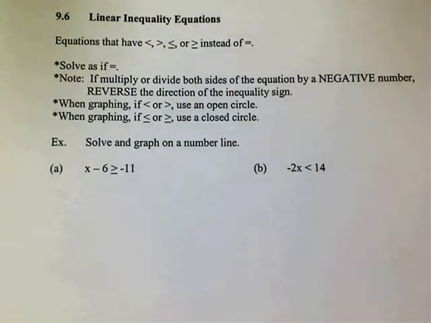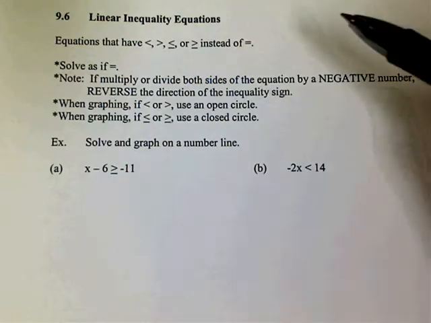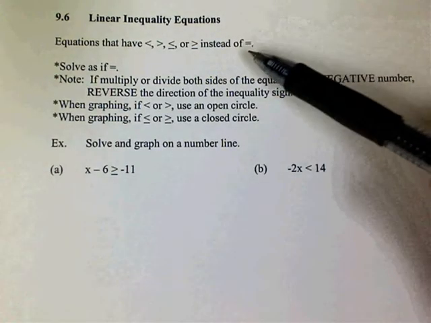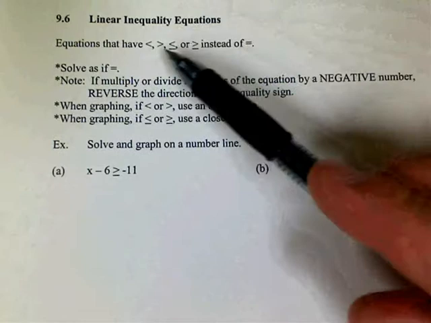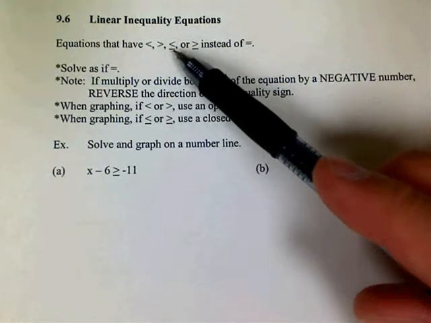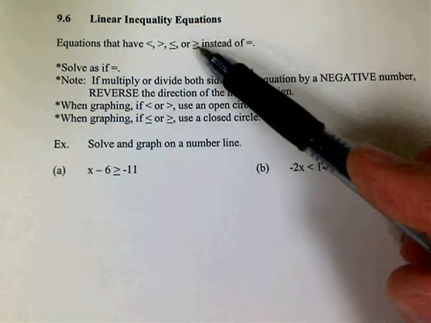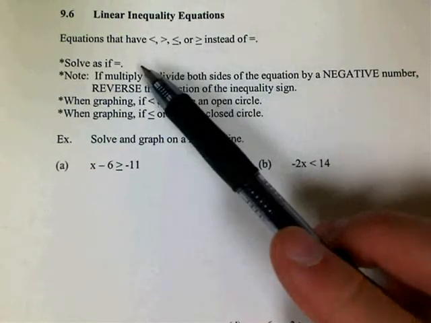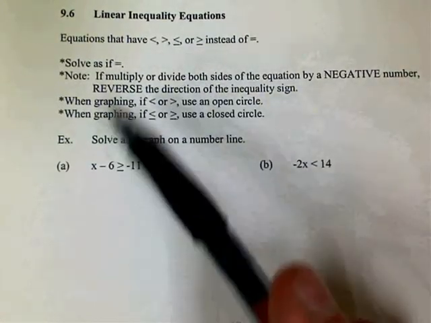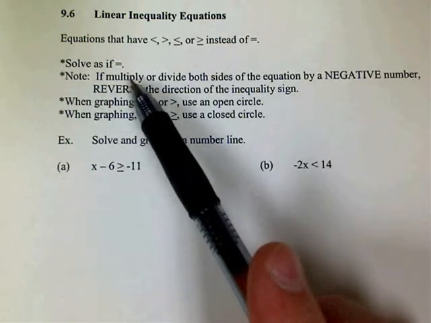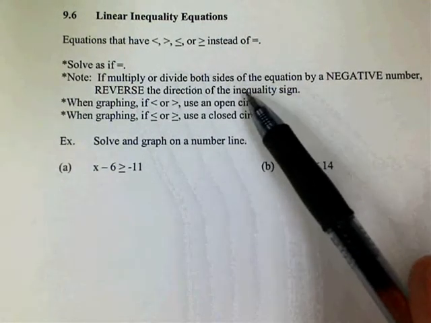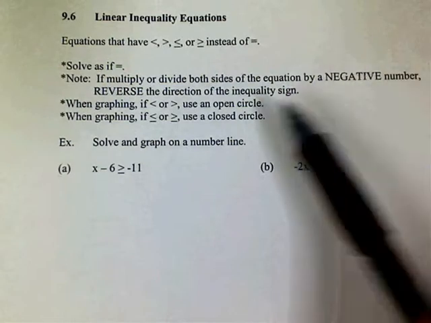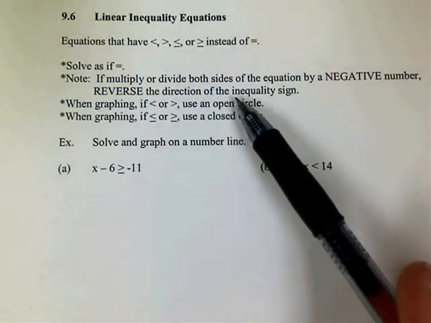Linear inequality equations. These equations, instead of having an equal sign, will have a less than, greater than, less than or equal to, or greater than or equal to sign. But they're still solved the same way as if it were an equal sign. The only difference is this special note right here. If you multiply or divide both sides of the equation by a negative number, the inequality sign will reverse direction.